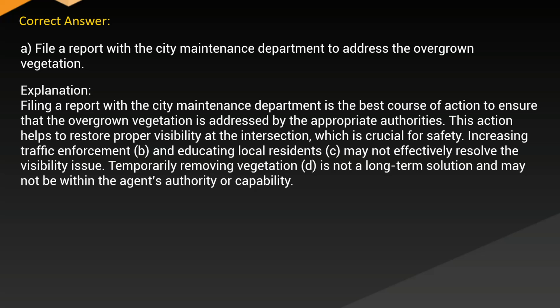This action helps to restore proper visibility at the intersection, which is crucial for safety. Increasing traffic enforcement, B, and educating local residents, C, may not effectively resolve the visibility issue. Temporarily removing vegetation, D, is not a long-term solution and may not be within the agent's authority or capability.